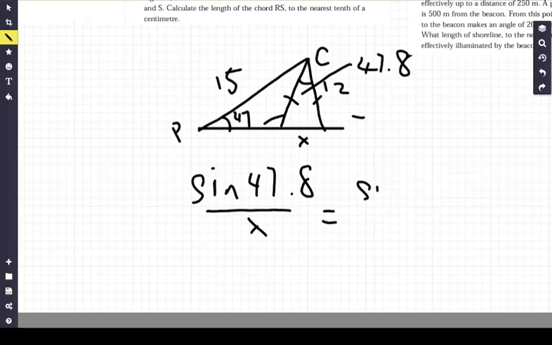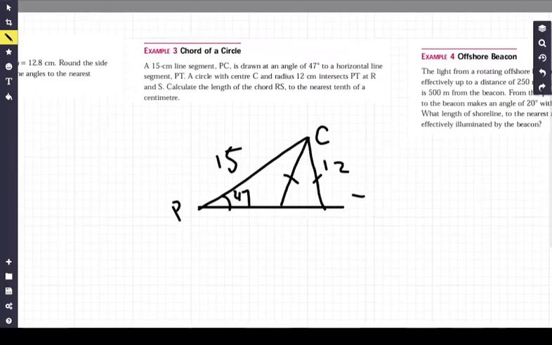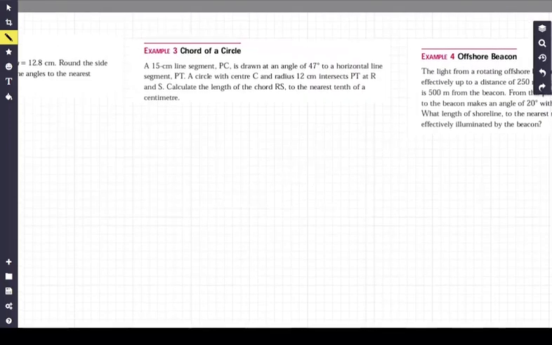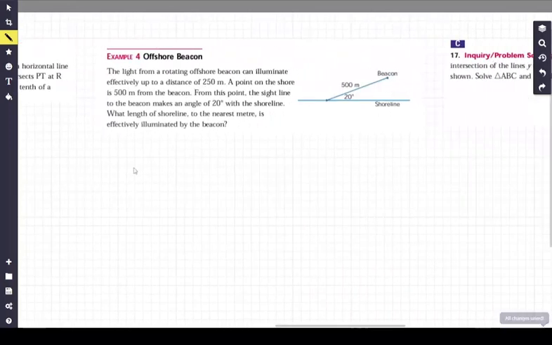No problem. Finally, I'm going to show you the only question that I gave you a diagram for today because I'm such a nice person. The light of a rotating offshore beacon can illuminate effectively up to a distance of 250 meters. A point on the shore is 500 meters from the beacon. From this point, the sight line to the beacon makes an angle of 20 degrees. So that's basically the angle of elevation. What length of the shoreline, to the nearest meter, is effectively illuminated by the beacon?